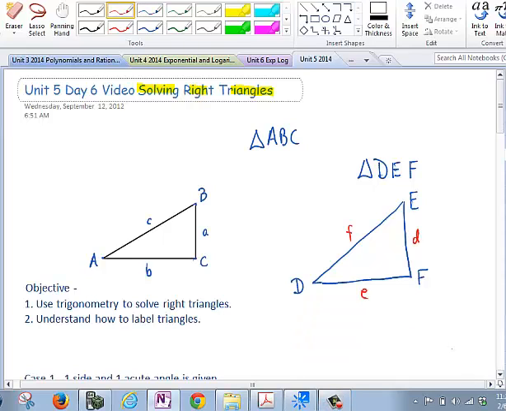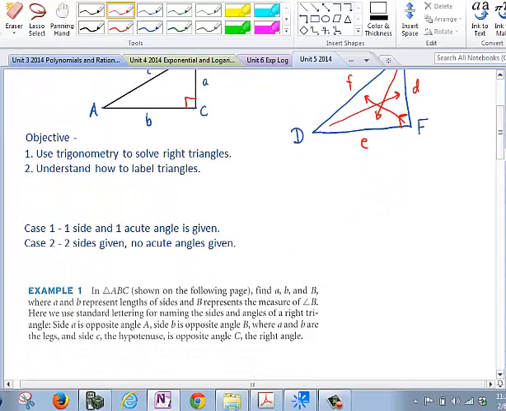Okay, I'm back, and here's the answer. You should see that side d is opposite angle D. Side f, noted with lowercase, is opposite angle F, which in this case is a right angle. And side e is opposite its angle, capital E. So let's move on. Today we're going to use trigonometry to solve right triangles.